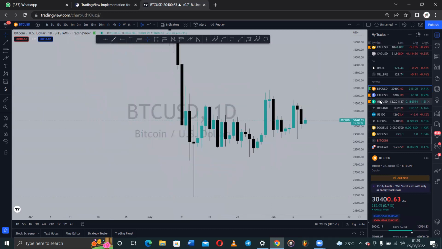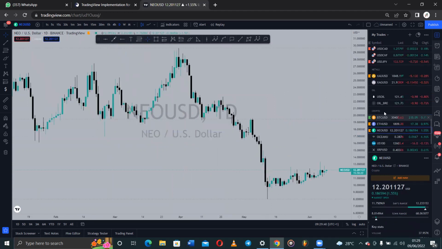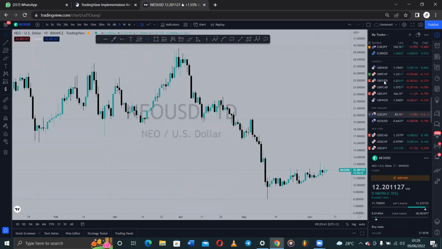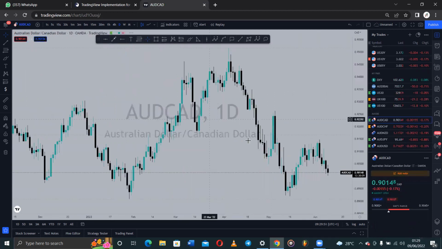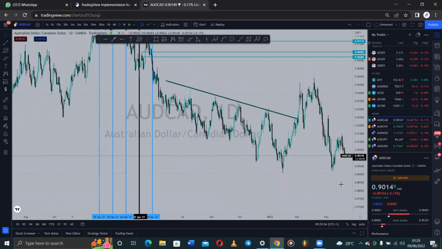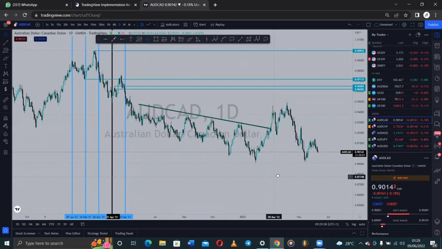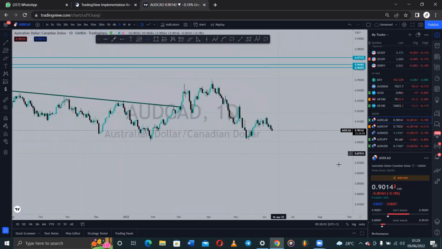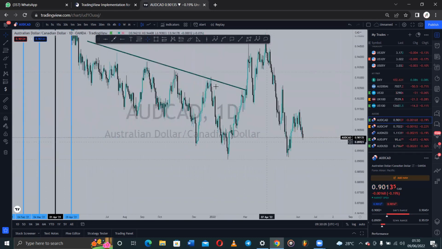Go to H1. Yeah, I know, but I'm just trying to look for a market that has not done what I want it to do, so that I can predict what it will do. Because most of these are okay. AUDCAD. Now this is AUDCAD daily.